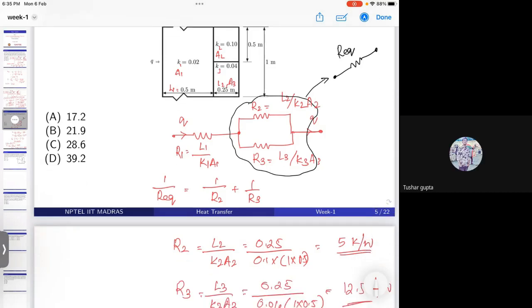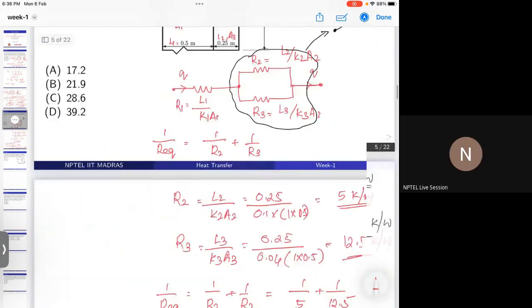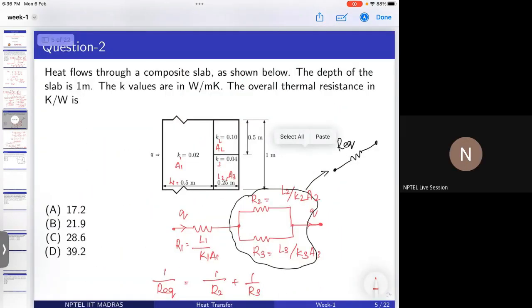Sir, why didn't we take the 0.5 meter length, instead of taking one into one? That is area. Like the area across the heat transfer. What is the area across this heat transfer? It is into the plane, so we cannot visualize the area. The area is into the plane of the paper. So the width is given, the height, that is 1 meter, is given, and the depth of the slab in the question is already given as 1 meter. So the area is 1 into 1.